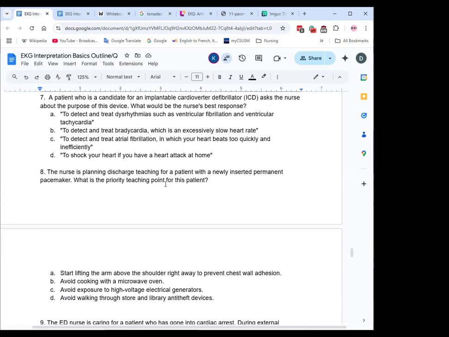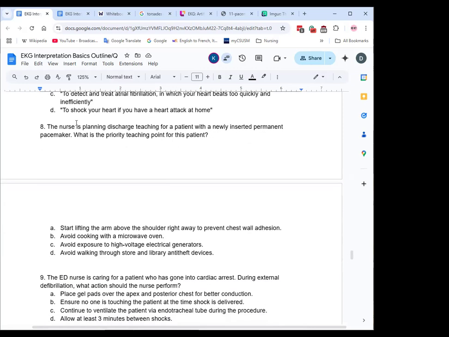Now we're on number 8. The nurse is planning discharge teaching for a patient with a newly inserted permanent pacemaker. Wow, I put a lot of pacemaker questions here. It is good to know. What is the priority teaching point for this patient?